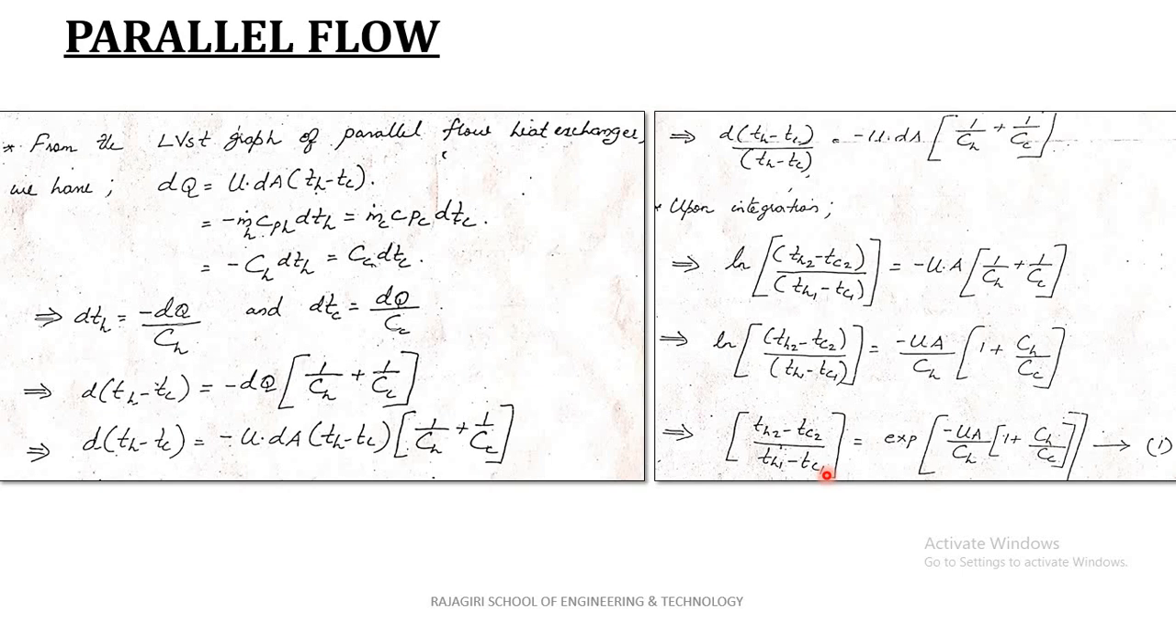Now we are going to replace the unknown terms. We are using this method when both the exit temperatures are unknown, that is TH2 and TC2. TH2 is the exit temperature of the hot fluid, TC2 is the exit temperature of the cold fluid. So both of these are unknown. So we are going to replace TH2 and TC2 here.